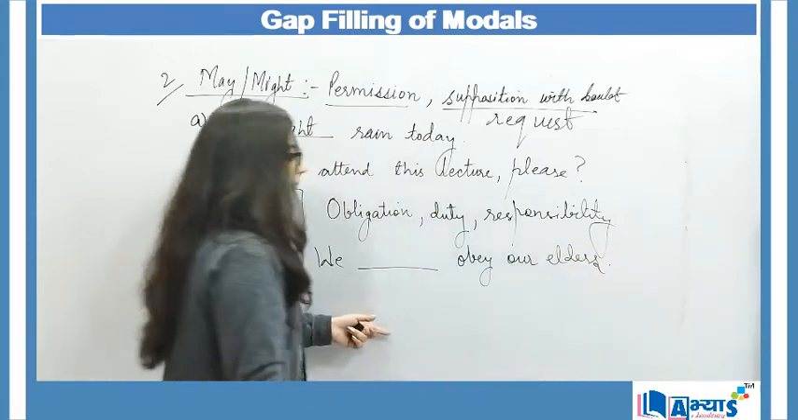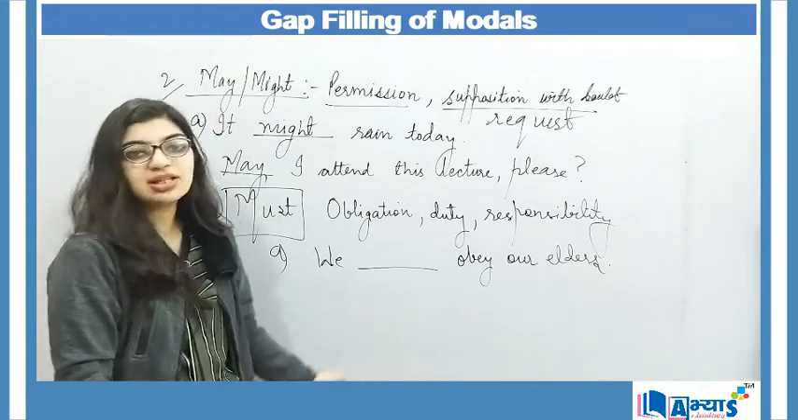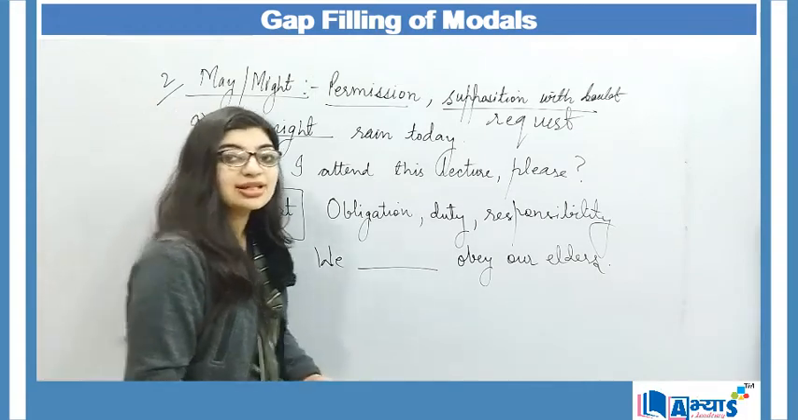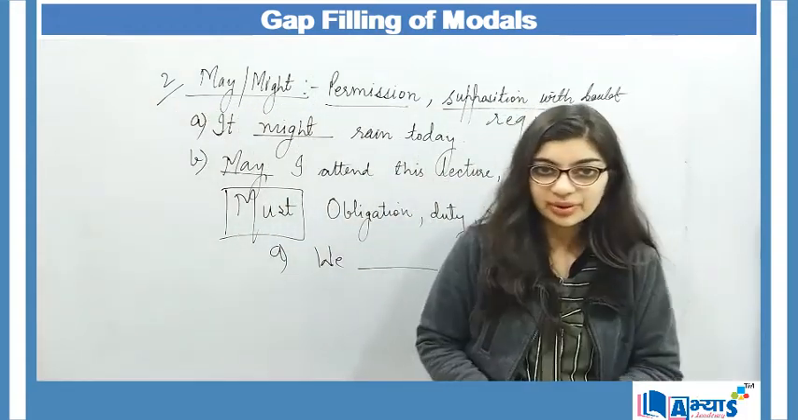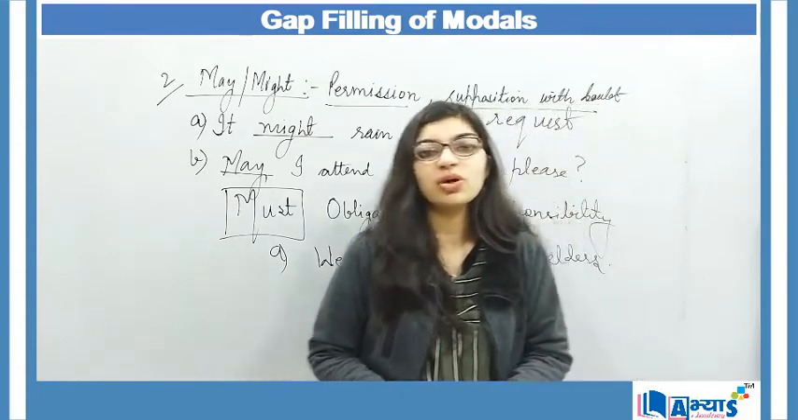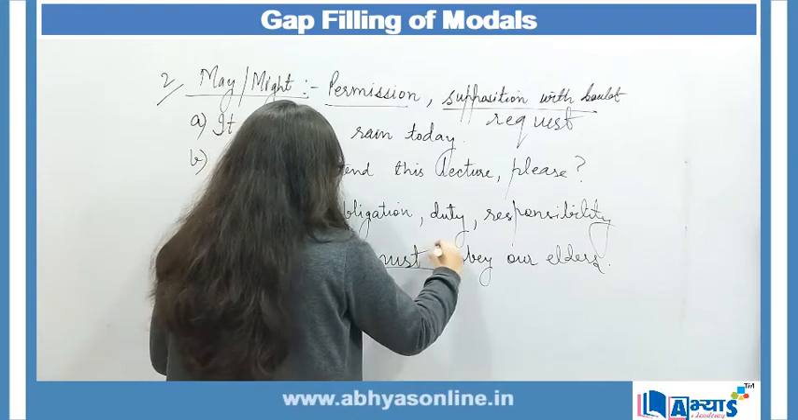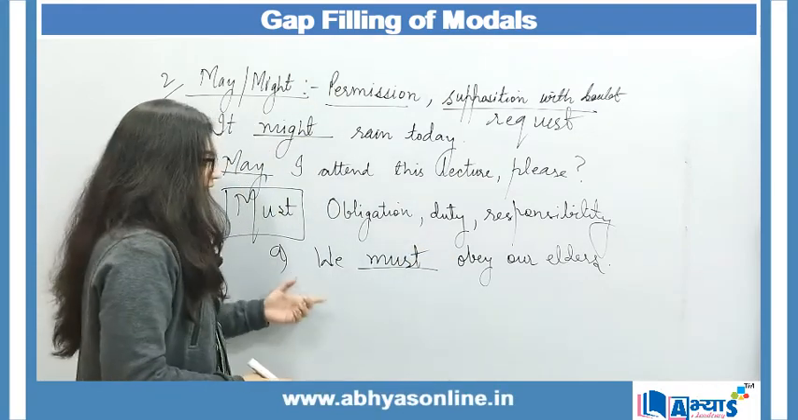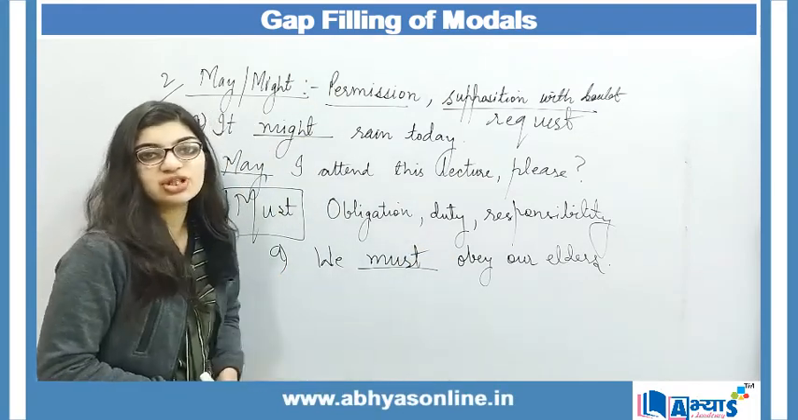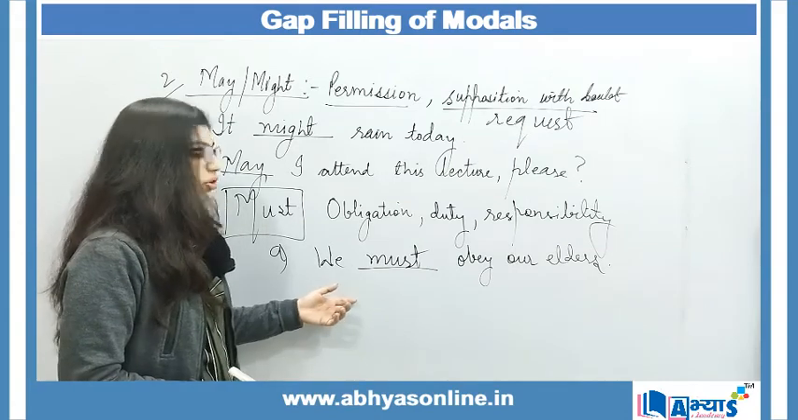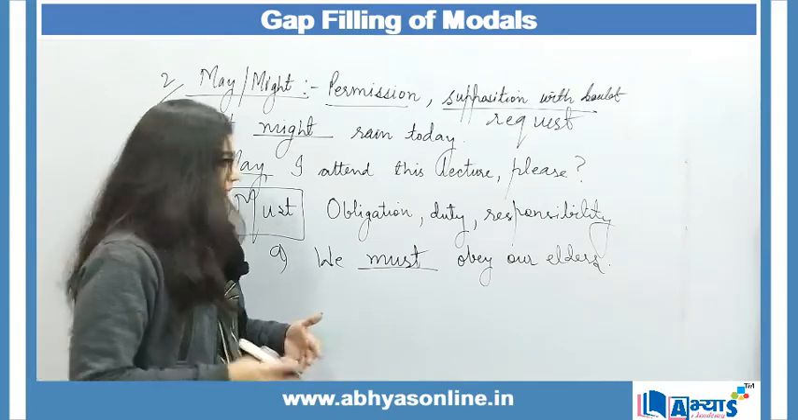Now this is our moral duty, that we must obey our elders. Whatever the elders say to us, without quarreling with them, we should agree to whatever they say. So we must obey our elders, right? This is one case which is very important, and you should not get confused between this.